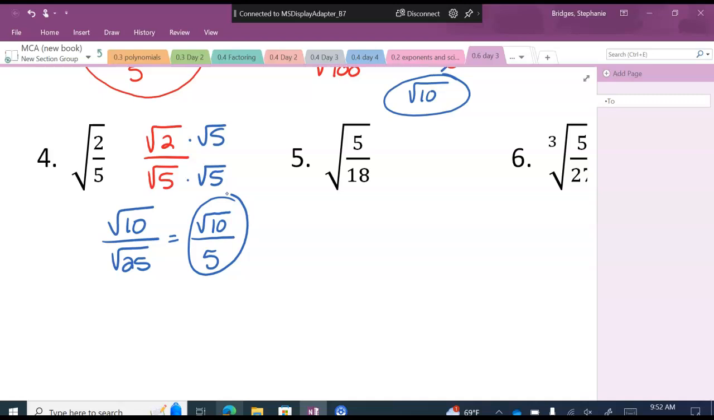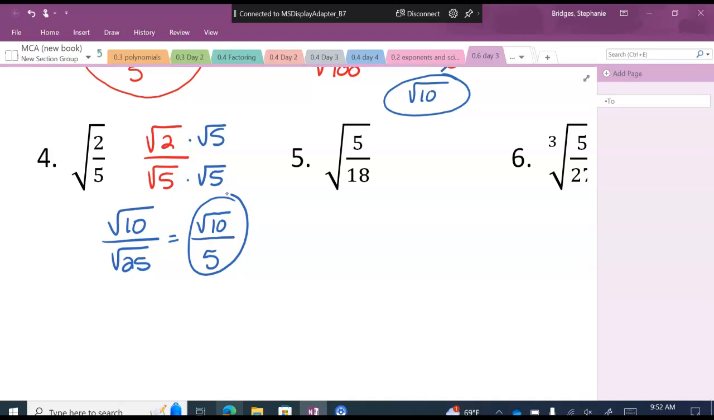Did you ask a question? Aaliyah, did you ask another question? Like, I'm okay with you just doing the top part and going straight to the square root of 10 over 5. Is that what you're asking me? Yeah, I'm okay with that.